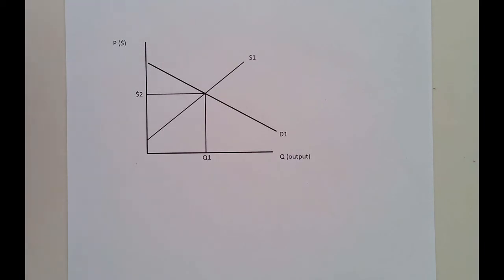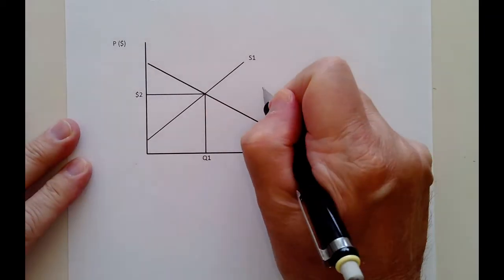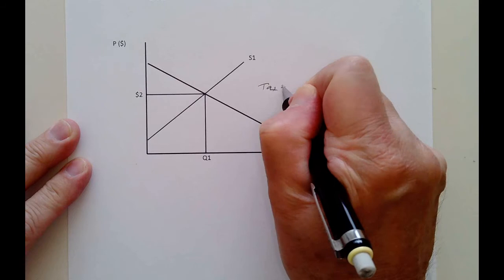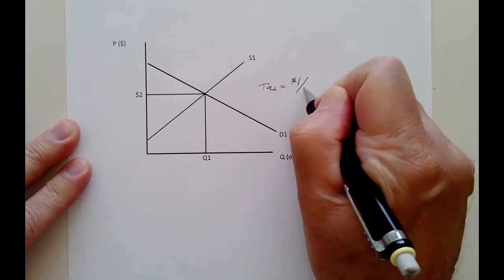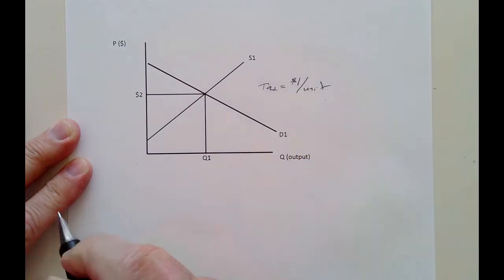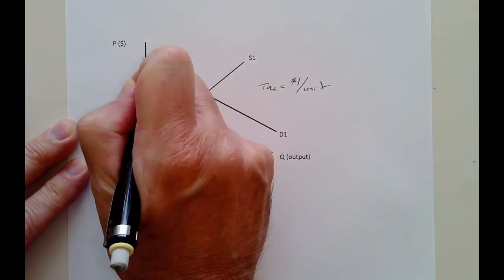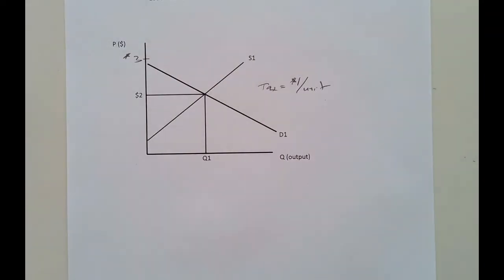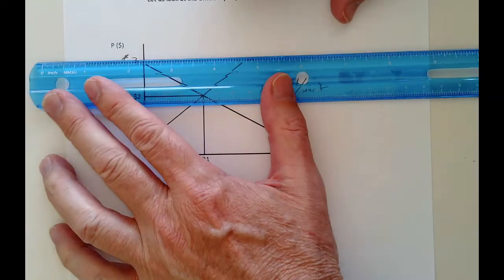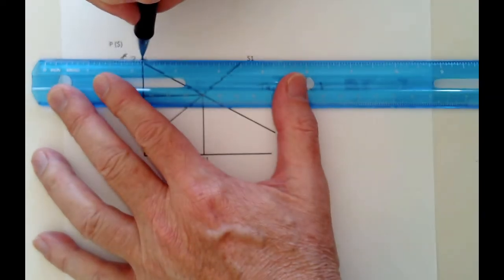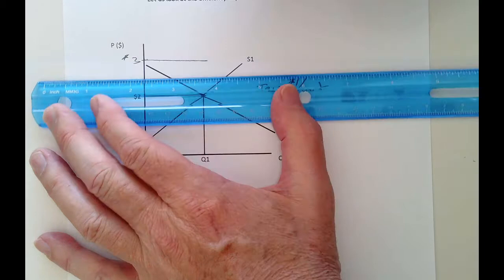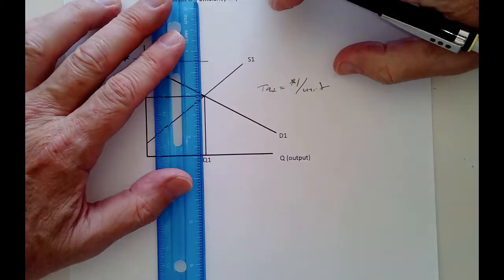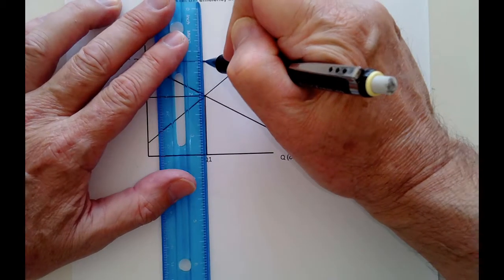So here will be the last example, and again we'll have a tax of $1 per unit again. And so again, $2 would be somewhere up there. So for them to keep selling Q1, the sellers would have to get $3 from us as a price. And so the new supply would go through that point right there.